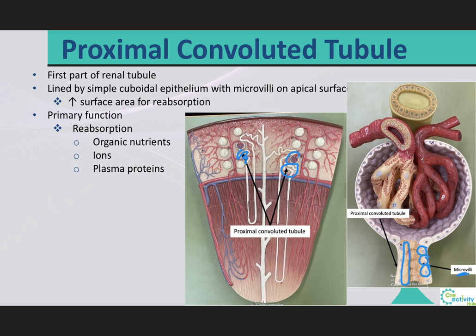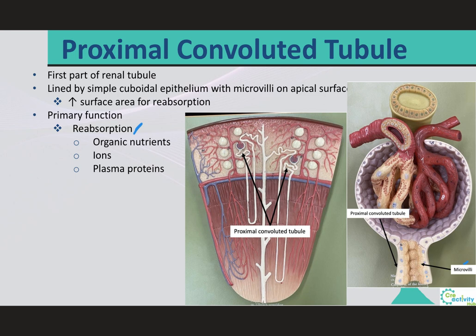And the function of these microvilli is to increase the surface area to increase reabsorption. And the greater the surface area, the more the cell can reabsorb. Makes sense, right? Therefore, the primary function of the proximal convoluted tubule is reabsorption. In fact, the proximal convoluted tubule is the only portion of the nephron that presents microvilli. Therefore, this is where most of the reabsorption will occur.